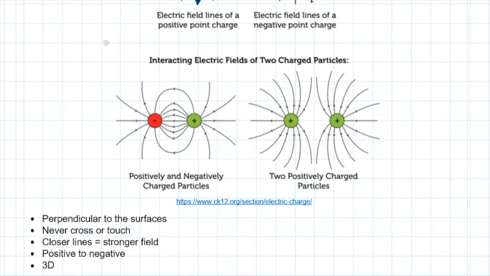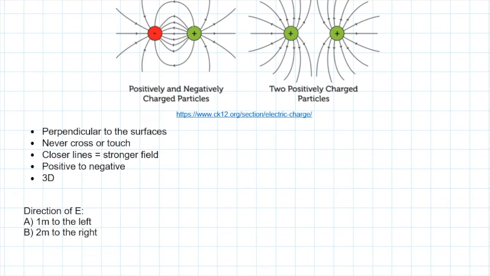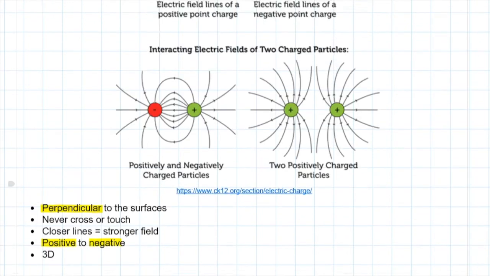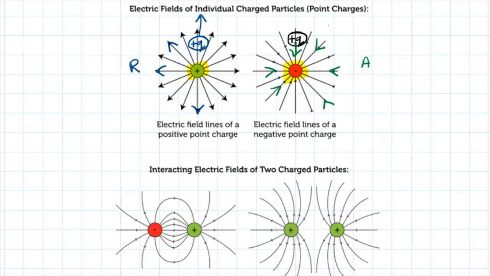We can therefore say that when we draw the electric field lines around charged particles, number one, they must be drawn perpendicular to the surface, and number two, they point from positive to negative. If you look at these lines, you will see they're all at 90-degree angles to the surface of the charged particles. But also they point away from the positively charged particle, and they point into or towards the negatively charged particle. We therefore say electric field lines point from positive to negative.